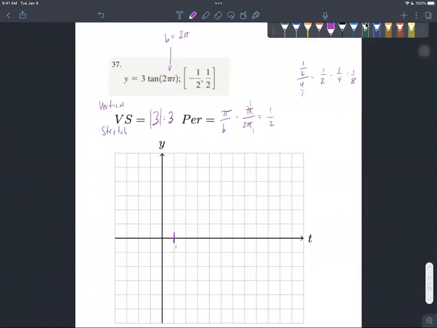Here we have 1/8. Here we have 2/8. Negative 1/8. Negative 2/8. All right. The vertical stretch factor is 3. So instead of having that special point at a height of 1, it's going to go up to positive 3 and negative 3.